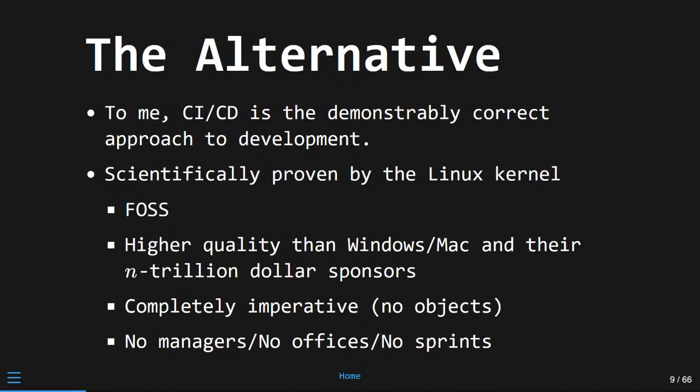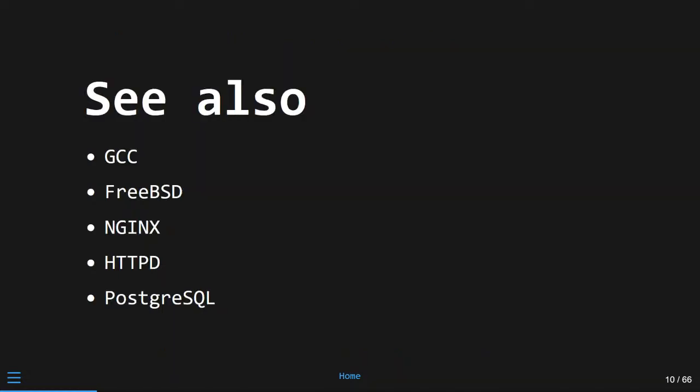And so Linux was developed without the presence of managers, offices, or sprints, or objects, right? This is interesting to me because every time I interview, they ask me about managers, offices, sprints, and objects. And I say, well, the best code doesn't use those things. And this is how you become an academic, because no one actually cares, right? So here are some things that I consider to be maintained under something approximating the CI/CD model.